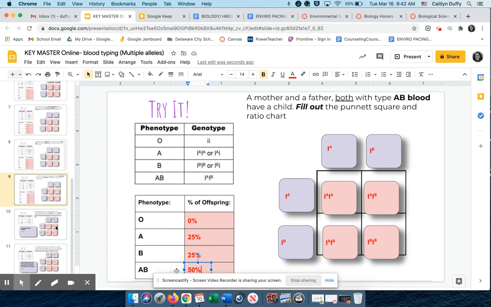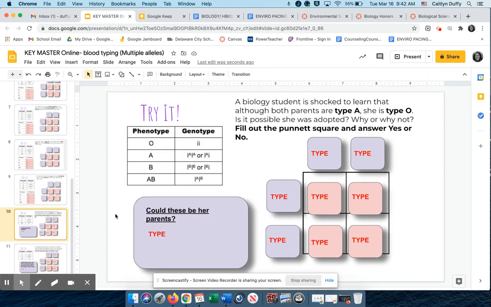Perfect. All right, last one I'm going to do with you, okay? A biology student is shocked to learn that although both parents are type A, she is type O. Is it possible she was adopted? Why or why not? Fill out the Punnett square. All right, let's talk about this. Even though you might be able to just talk it through, I want to make sure you also double check yourself using the Punnett square, okay? So both parents are type A and she is type O.